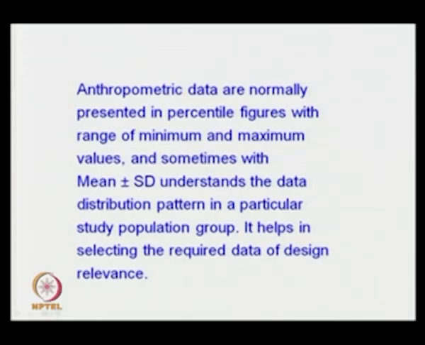Anthropometric data are normally presented in percentile figures with a range of minimum and maximum values, and sometimes with mean plus minus SD, to understand the data distribution pattern in a particular study population group. It helps in selecting the required data of design relevance.